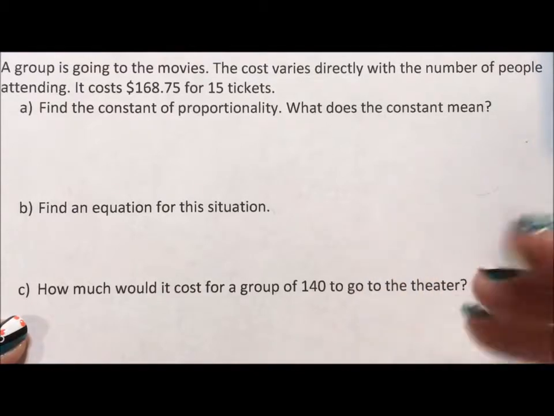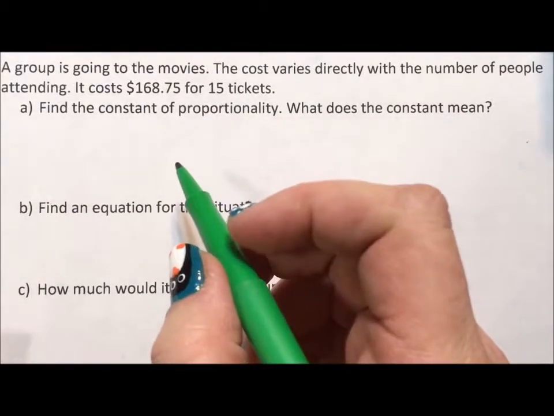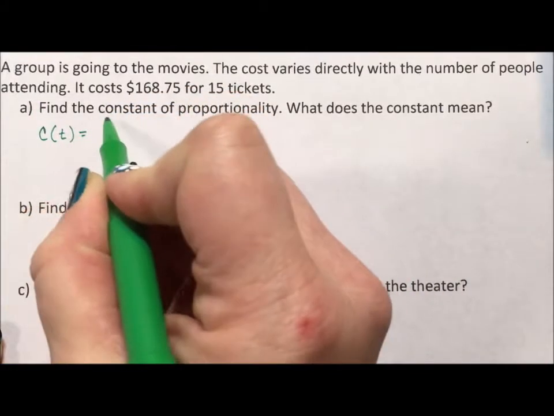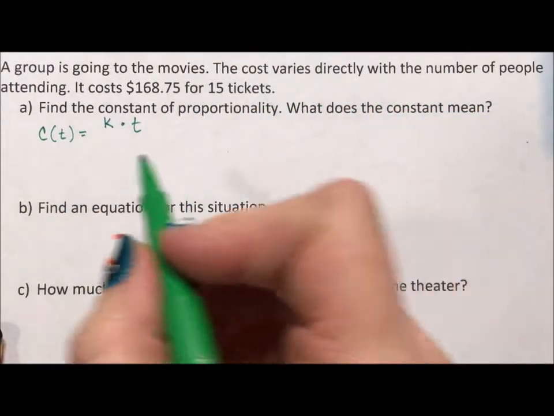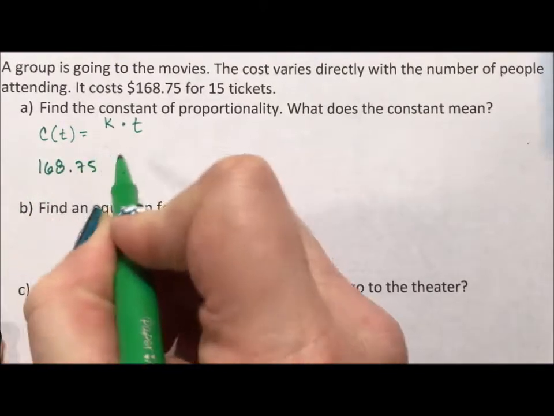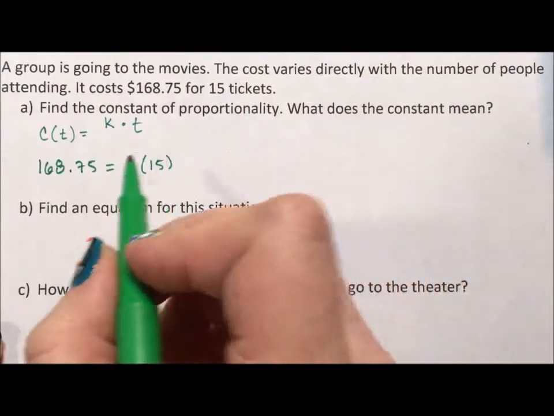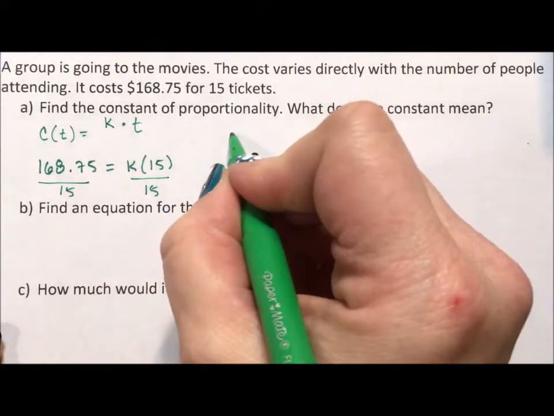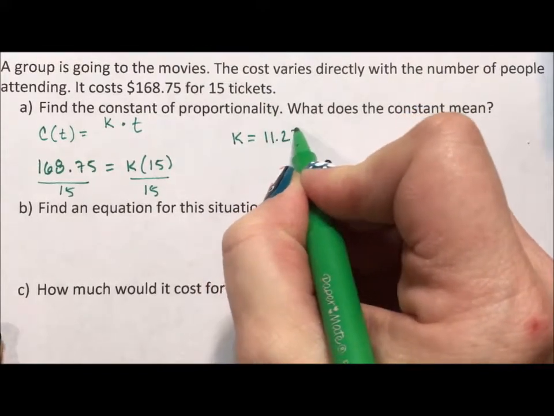So when we're talking about direct and inverse variation, the constant of proportionality is the variable k. So in this case, we have the cost is the constant of proportionality times the number of tickets. All right, so we have $168.75 equals the constant of proportionality times 15 tickets. If we divide both sides by 15, we get that the constant of proportionality is 11.25.